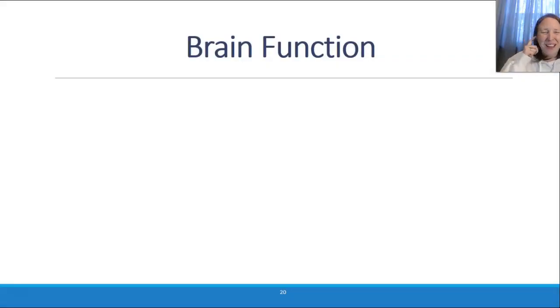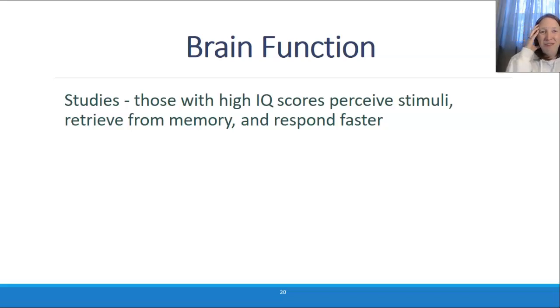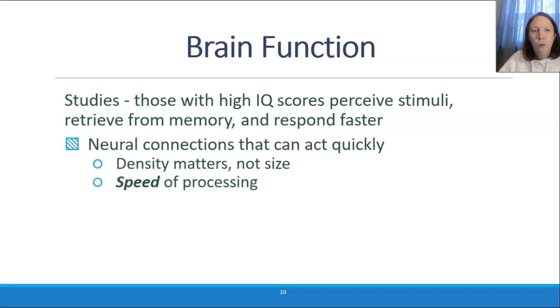The close to last major topic here is, how does the brain neurologically relate to intelligence? Like, can't we just measure a brain and be like, oh, this person's really smart because their brain is huge? Doesn't quite work that way, but maybe a little bit. Studies show that people with high IQ scores perceive stimuli faster, can retrieve from their memories faster, and have faster response times in general. And so maybe that shows us that neural connections that can act quickly belong to those who are intelligent. Or is it that people who are intelligent develop stronger neural connections? So we don't necessarily know which one comes first.